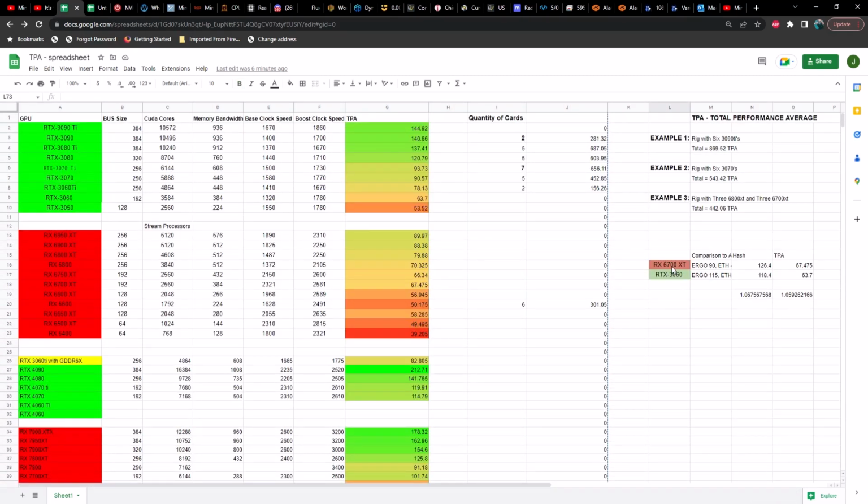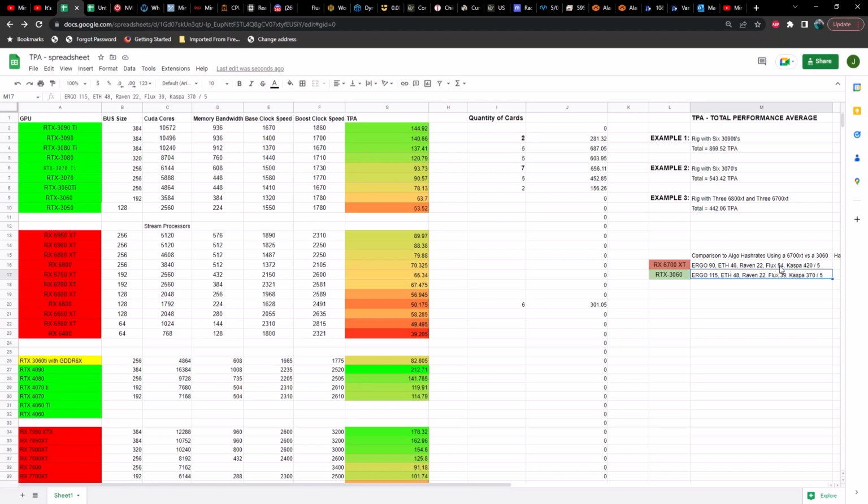So let's say, for example, a 6700 and a 3060. They're both very comparable on the TPA calculator. So for example, a 6700 XT scores a 67.475 and a 3060 scores a 63.7. And when it comes to algorithms and their performance on each of them, for example, Ergo, you get 90 megahash on a 6700 XT, and on a 3060, you get 115. On ETH, they both were pretty similar, 46 megahash versus 48. On Raven, they were identical, both at 22 sols.